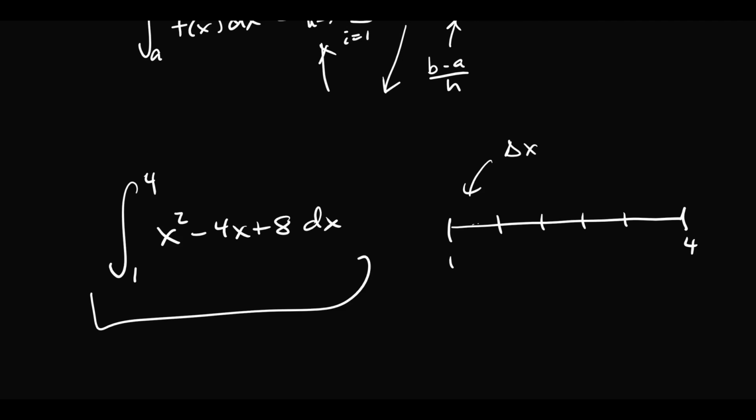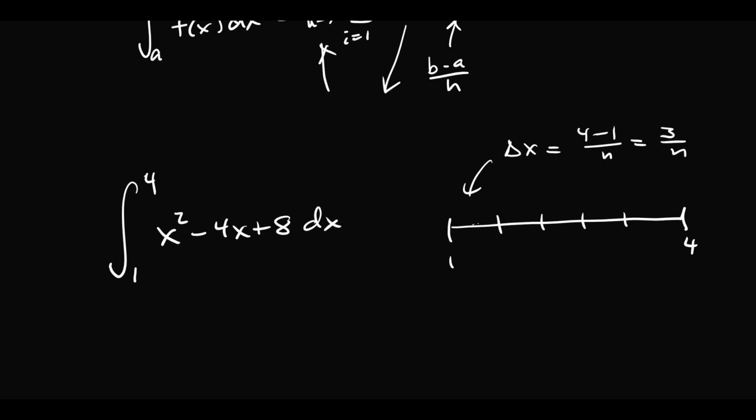Okay, so I've rewritten the problem and I went ahead and looked at the subinterval. This is between 1 and 4. I just put some hash marks there. I don't mean that there should be 5 subintervals. It's just for illustration's sake. All right, so delta x is the width. That will be 4 minus 1 divided by n. So the width is going to be 3 over n.